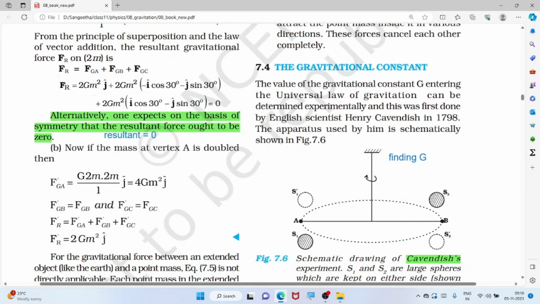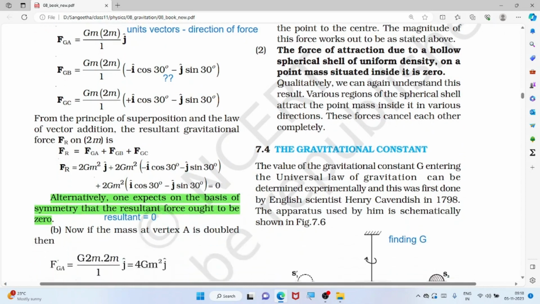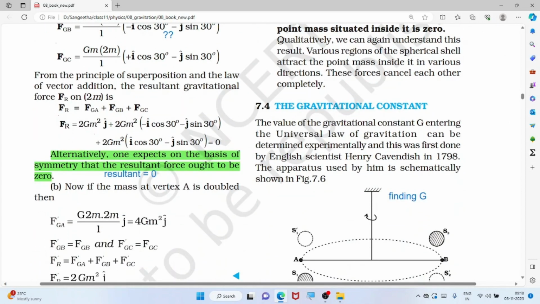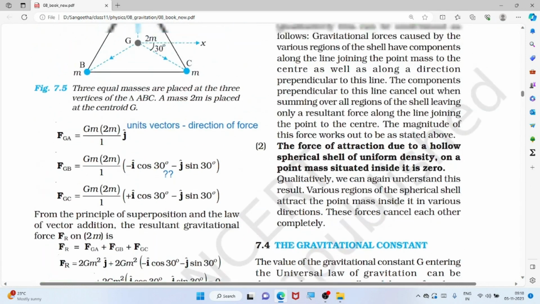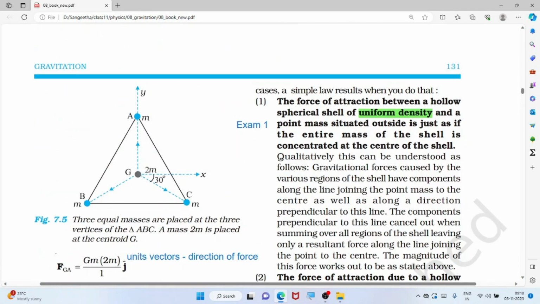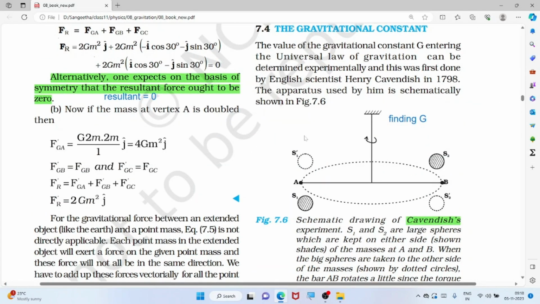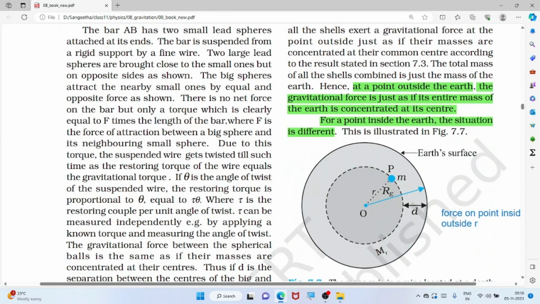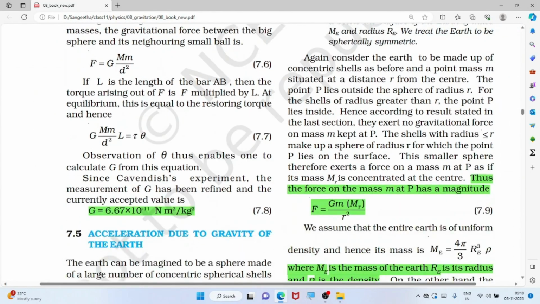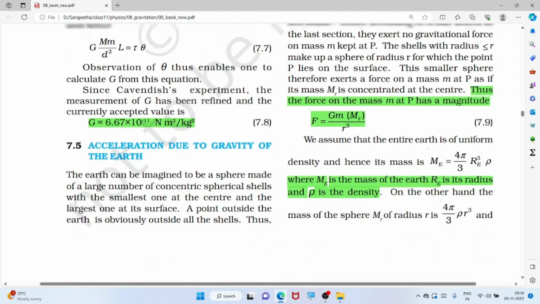The net force on the center of the equilateral triangle is 0 because of the symmetry. The resultant gravitational force at the center is 0. Uniform density is important. How to find the gravitational constant? This experiment is used to find the gravitational constant. This is the value of the gravitational constant G.